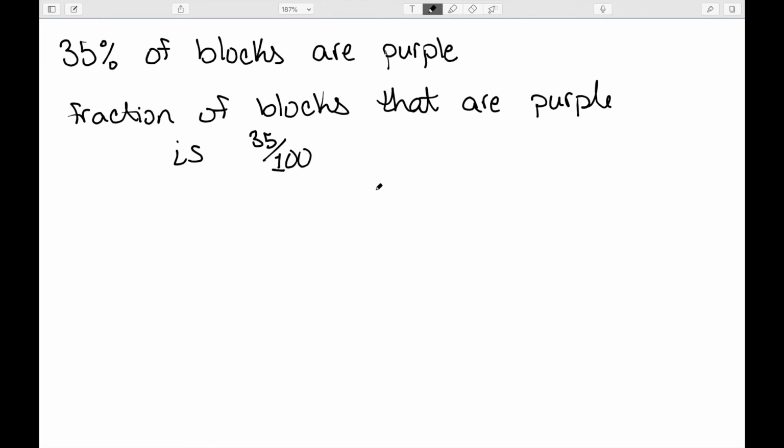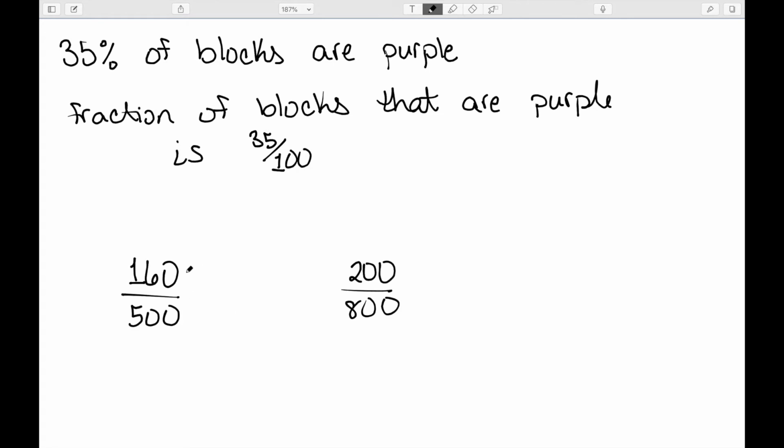So why use percents when we could just use fractions? Well, by using a denominator of 100, it's much easier to compare fractional amounts of different quantities. As an example, let's suppose we have two groups of blocks. One of them, 160 out of a total of 500 are purple. In the other group, 200 out of a total of 800 are purple. So which one of these groups of blocks has more purple blocks?